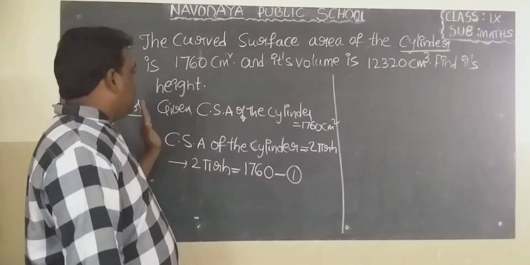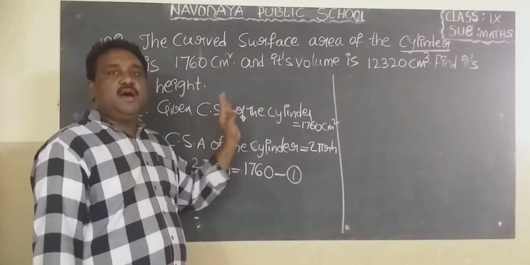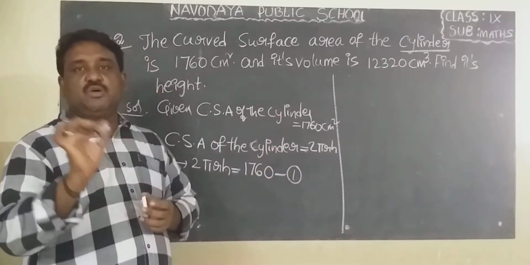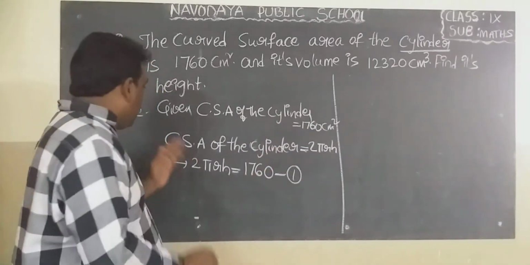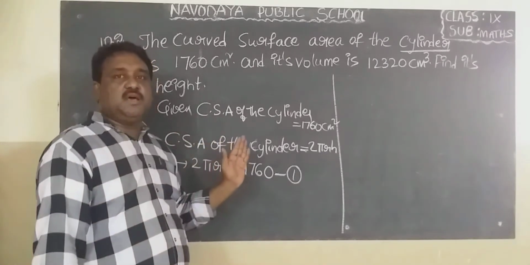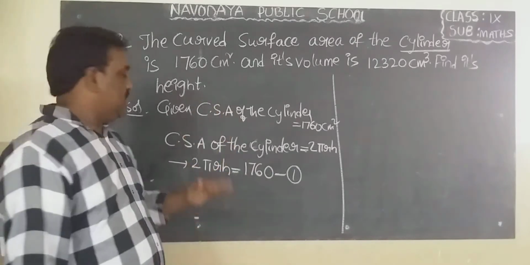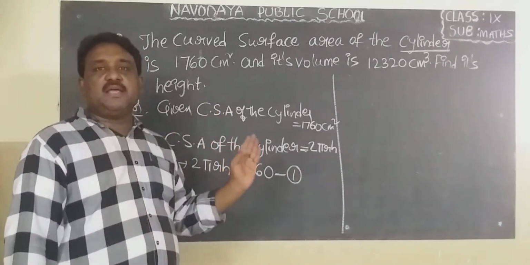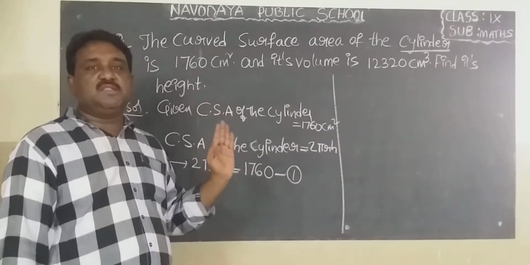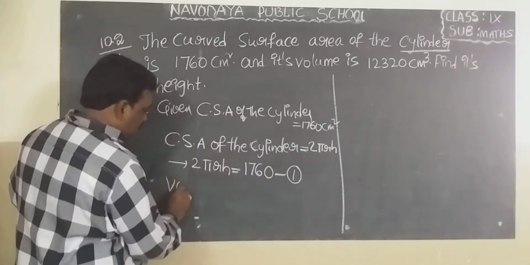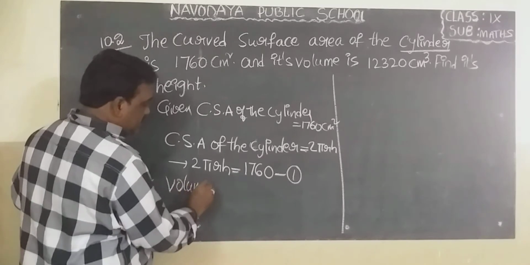So what is given? Given CSA of the cylinder equals 1760 centimeter square. CSA of the cylinder equals 2 pi r h. This implies 2 pi r h equals 1760. Equation 1. Next, volume of the cylinder.